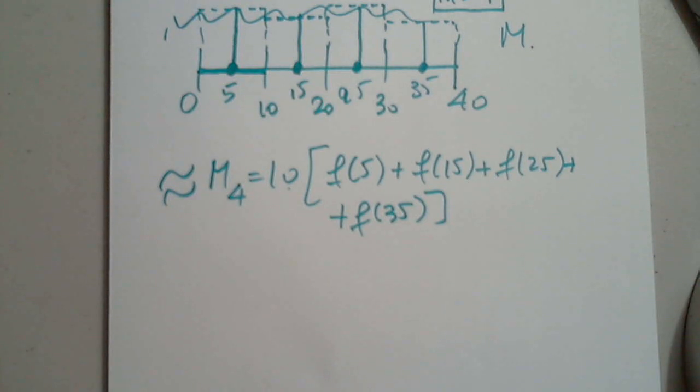Okay, so I would go to lists. I will edit a list. I will go up to list L1, clear, enter. I will go up to list L2, clear, enter. I will go back to list L1. X is 5, 15, 25, 35.